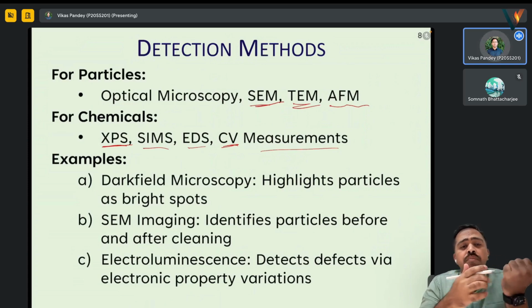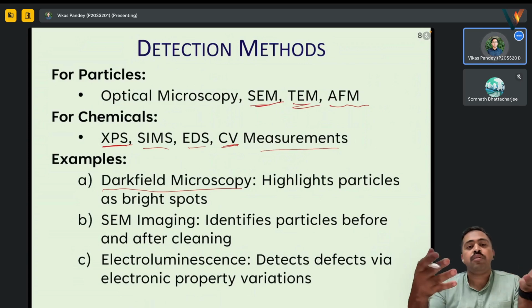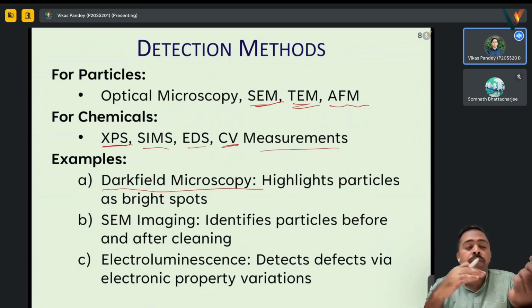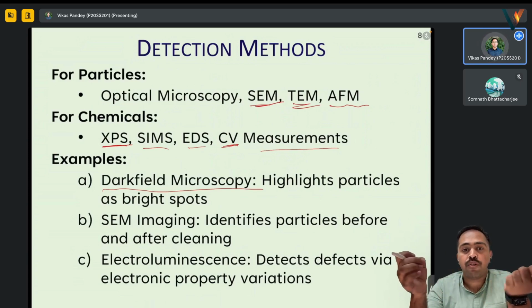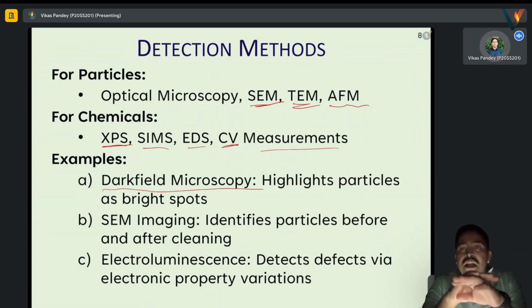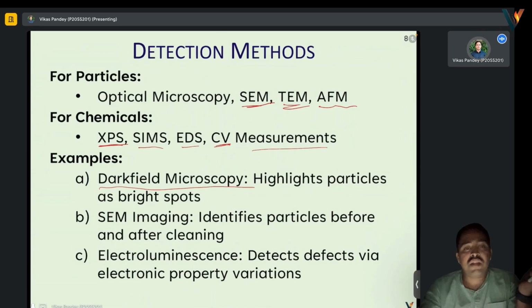Some examples are dark field microscopy. This is used to highlight particles. When you use dark field microscopy, if there is a particle, that will appear as a bright spot, and if there is no particle, it will just be a completely dark image. Okay. Then there is SEM imaging. This identifies particles before and after cleaning. Okay.